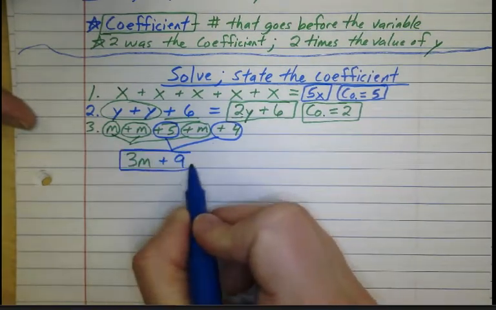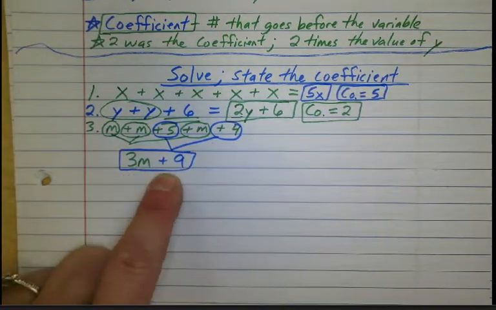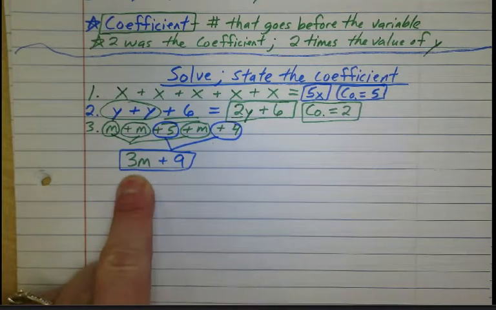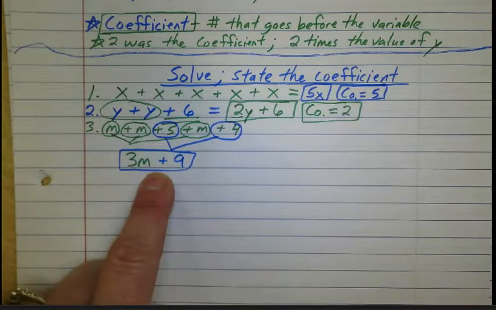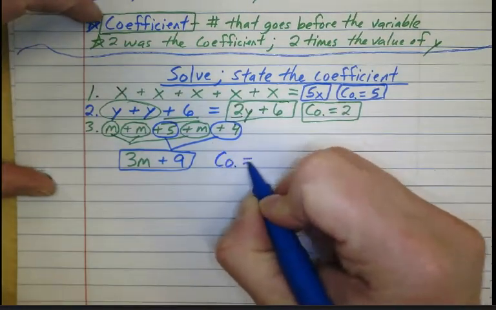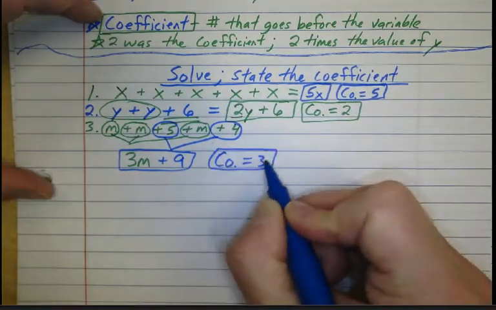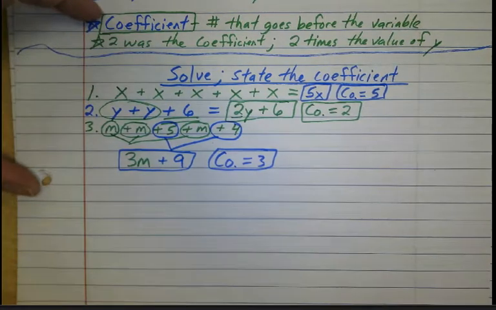So we solved the apples in green and the oranges were in blue. These have an m with them. This is just a number. You cannot combine this together for 12m. Your coefficient would be 3. Your coefficient 3 is the number in front of the variable.